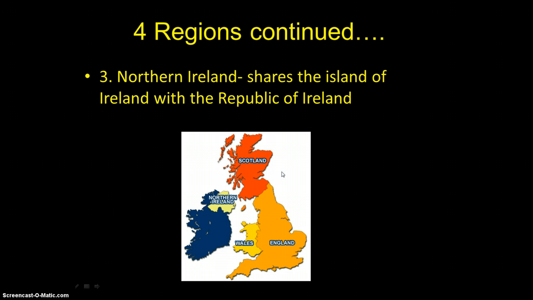A fourth and final one is Northern Ireland. It actually shares the island of Ireland with the Republic of Ireland. And with this map, you can see where Scotland is located just to the north of England, and Wales located just over to the west, and then Northern Ireland right over on the island of Ireland right here.